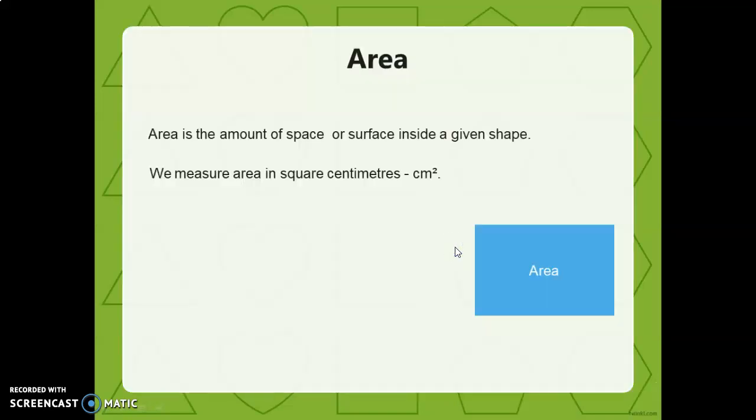Okay. Area is the amount of space or surface inside a given shape. We measure area in square centimeters. This is how we write it. If this is the shape that we're looking at, which is a rectangle, the area would be this space.